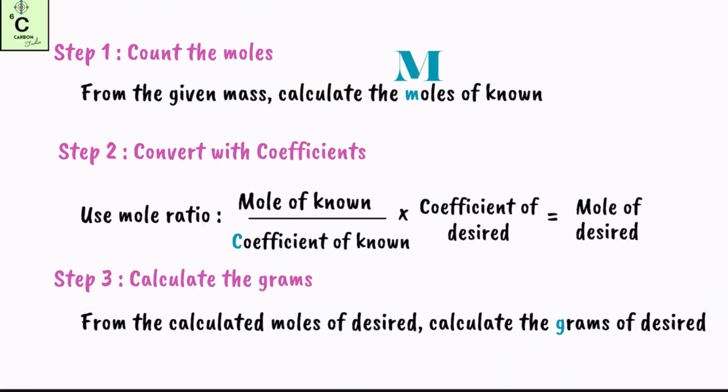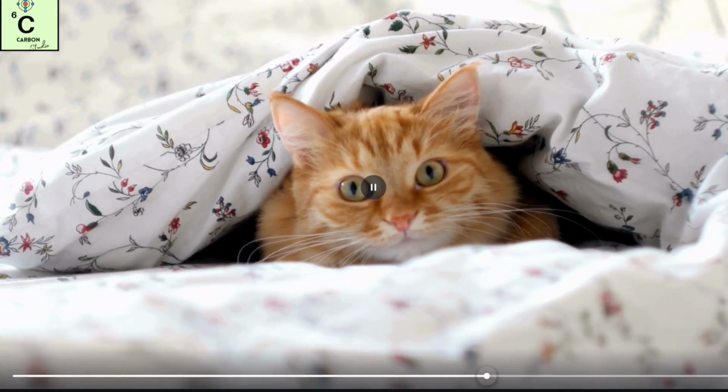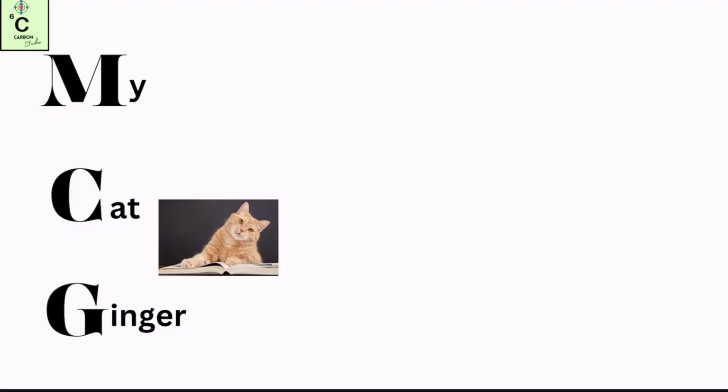From each step, I've extracted 3 main letters. M from step 1, C from step 2, and G from step 3. The reason for this is because I'm going to assist you in memory retrieval of the formulas. So we go back to this video because this is where it will come in handy. My cat Ginger represents the first 3 letters for the 3 steps that's used in the stoichiometry strategy formula.